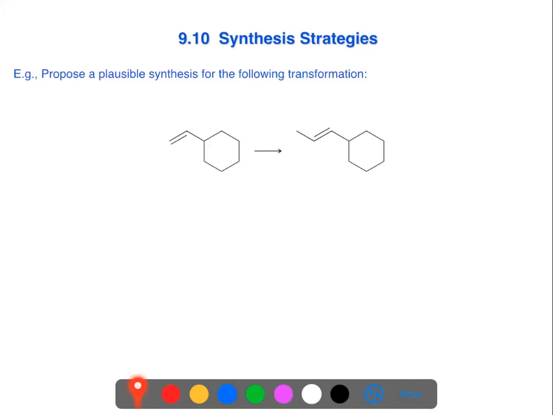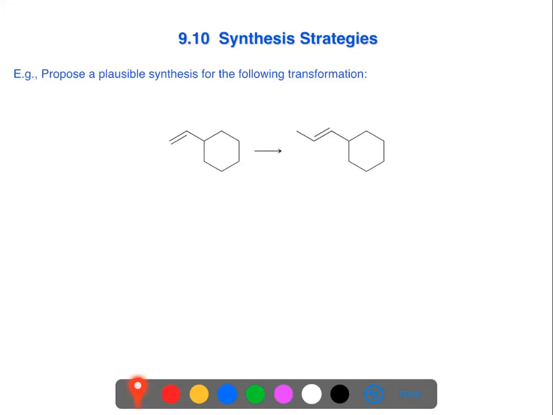So the first thing I always recommend students look at is the size of the target molecule relative to the size of your starting material. Because if there is an increase in the carbon skeleton, that right away tells you that you must carry out a carbon-carbon bond forming reaction at some point during your synthetic route.